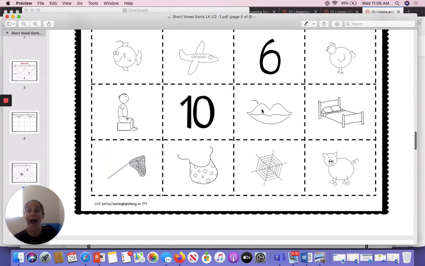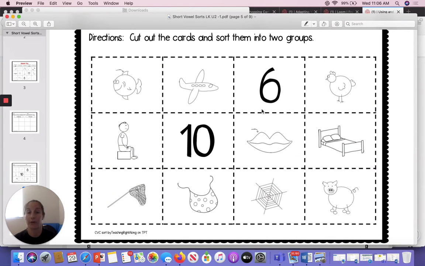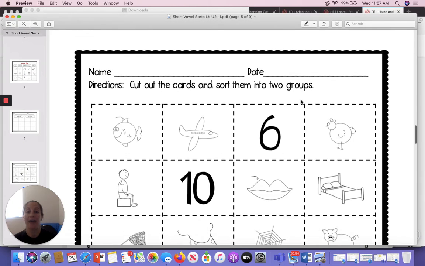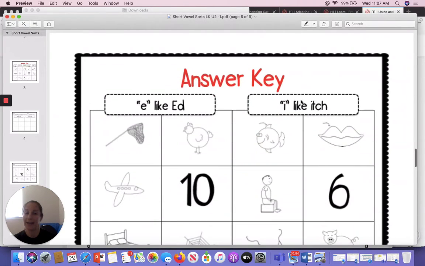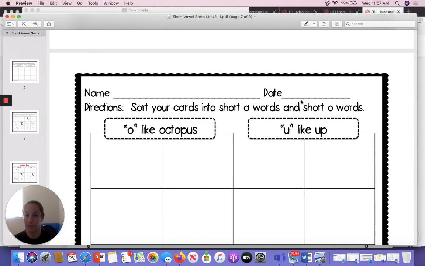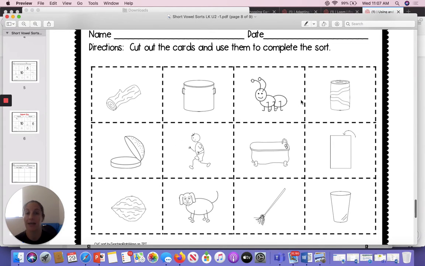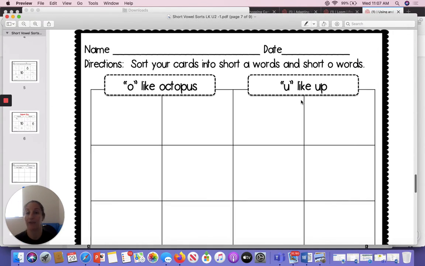So after you go through and you name all of these pictures, you would cut them and then you would sort. Are they words that have the short E sound, like ed, or are they words that have the short I sound, like itch? Then you could do the next part, which is O and U. Again, name all of these pictures, cut and sort them. Do they have the short O sound or the short U sound?